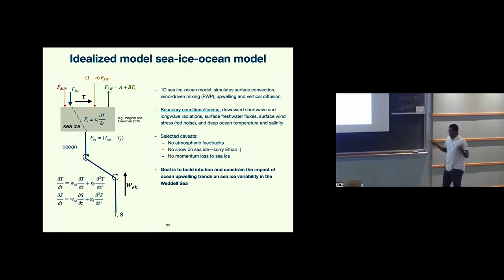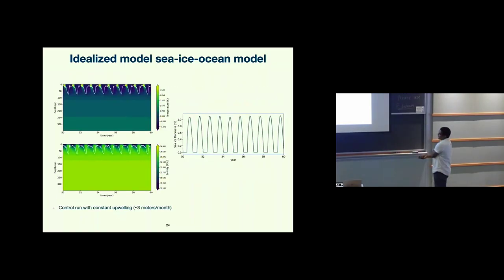This is obviously a toy model, right? And I can say a lot about what's missing. So no atmospheric feedbacks, obviously, no snow and sea ice, and we're assuming that momentum flux goes right through the sea ice, right? And so a lot missing here, but the goal was to build what I think was the simplest, most parsimonious model to explain the physics we think is happening in the Weddell Sea.